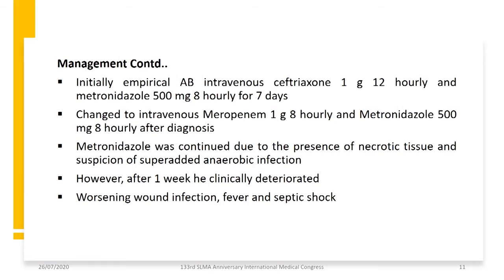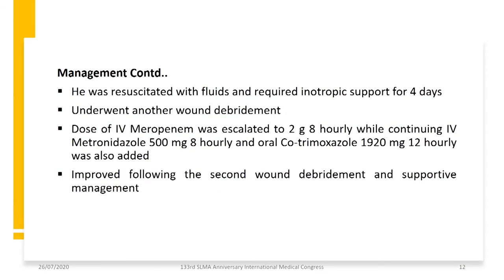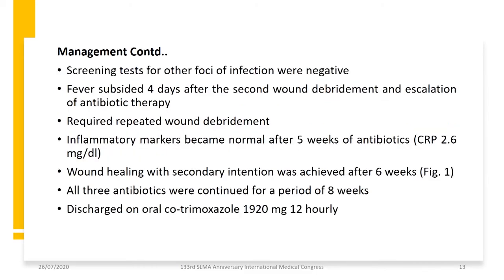However, the patient deteriorated in one week and went into septic shock requiring inotropic support. So the dose of meropenem was escalated to 2 grams 8 hourly along with oral cotrimoxazole, along with metronidazole, and he underwent repeated wound debridement, and with supportive management the patient improved. An x-ray taken at 2 months showed some features of osteomyelitis, and the patient had to undergo IV antibiotics for 8 weeks altogether, and then was discharged with oral cotrimoxazole for 6 months.